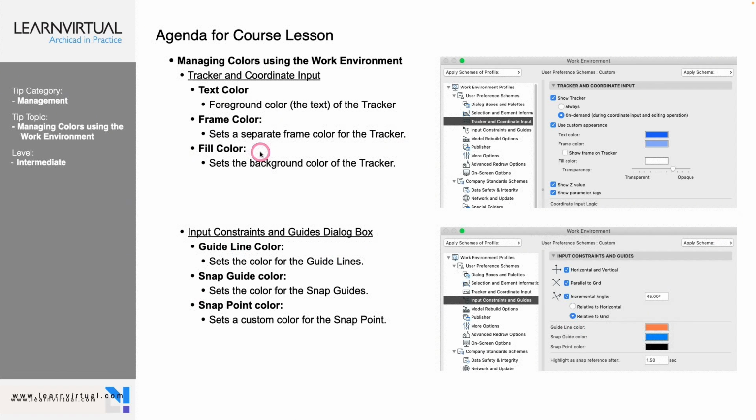We can override how our tracker and coordination input looks. That's when we start to draw something and that little box pops up, tells you what angle you're at and the distance that you're going. That's the box that we're talking about here. We can edit that text color, the frame, and the fill color for that. Our input constraints and guides dialog box, all of that can also be overridden.